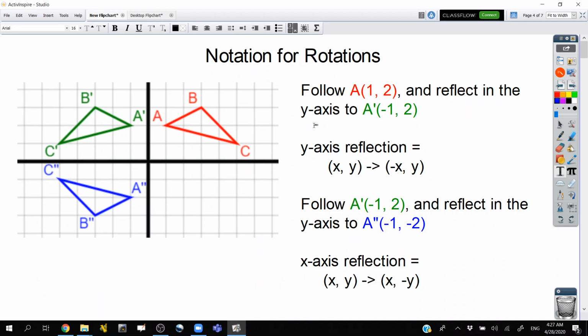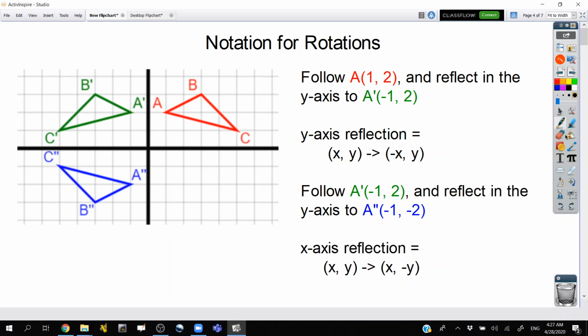So we can take that one point that we followed through and find general rules. If this point (1, 2) goes to (-1, 2), the only thing that changed is the x value became the negative x value. That y value didn't change at all. 2 is still 2, so y is still y, but the x value becomes negative. And we see a similar thing here. The x value stays the same, the y value flips. So x goes to x, y goes to -y.